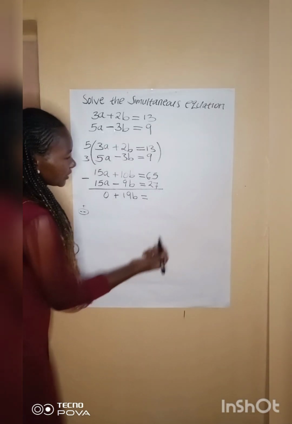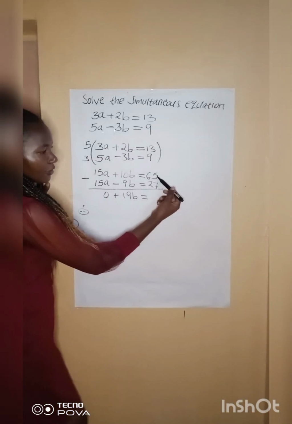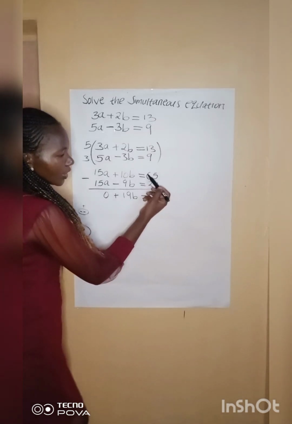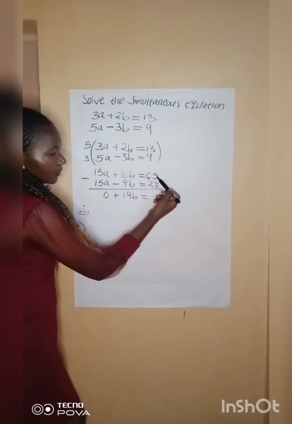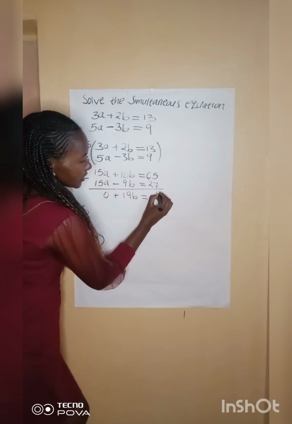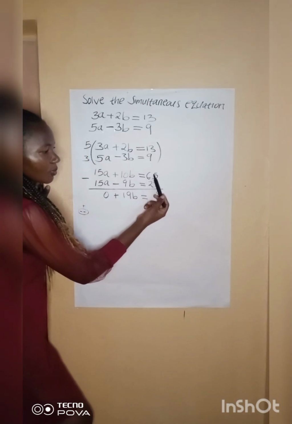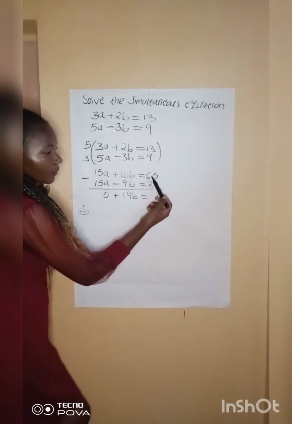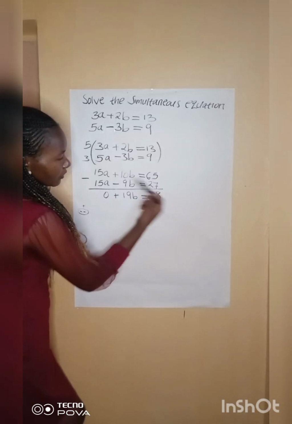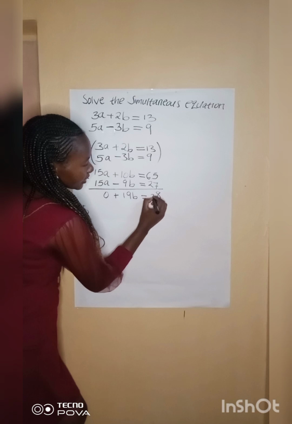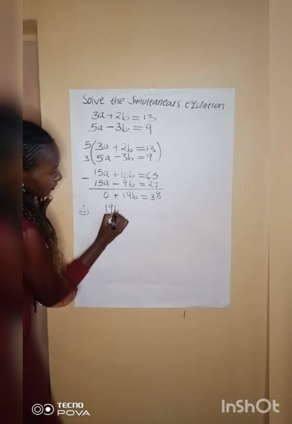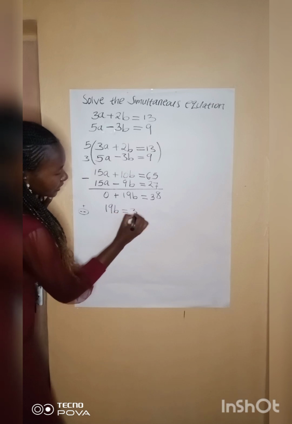65 minus 27. You can start from this side. 5 minus 7, of course, that is not possible. We borrow 1 here to have 15. We have 15 minus 7, which is 8. Next, remember we borrowed 1 here, so this is 5 minus 2. We get 3. Okay, now I have 19b equals 38.